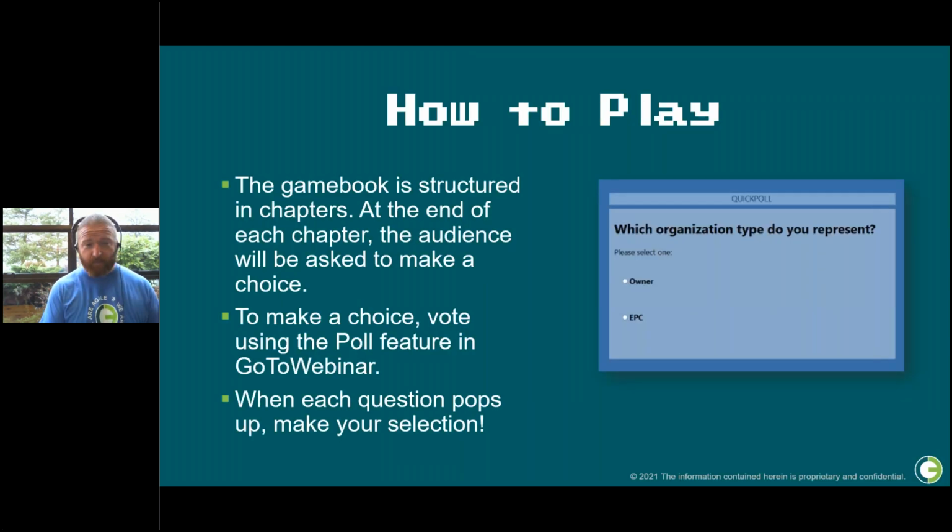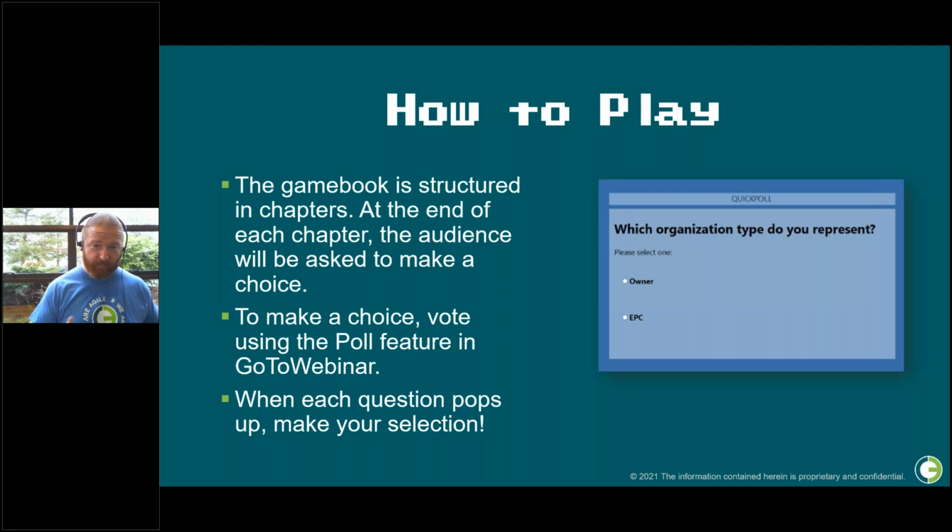So this is going to be an interactive session. You will be involved, and we're structuring this as a game book. It's structured in chapters, and at the end of each chapter, you, the audience, will be asked to make a choice. To make a choice, you're going to vote using the poll feature in GoToWebinar. So you don't need to go to another website and enter a code or anything like that. This will all be done right here in GoToWebinar.